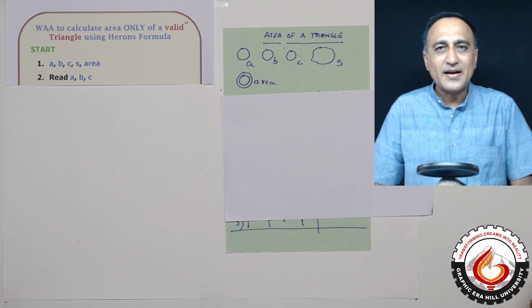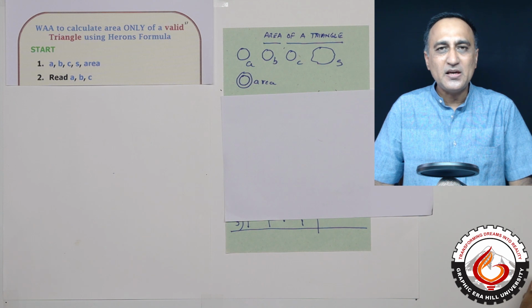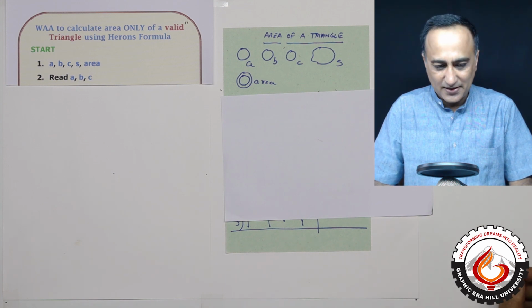By the word valid triangle, it means a triangle in which the sum of any two sides is greater than the third side. For example, A plus B should be greater than C, B plus C should be greater than A, and A plus C should be greater than B. That means the sum of any two sides should be greater than the third side.